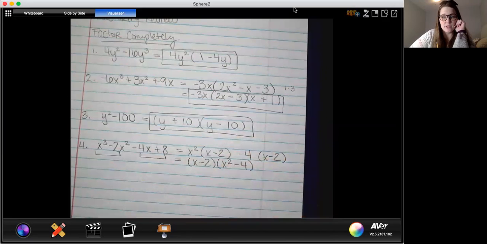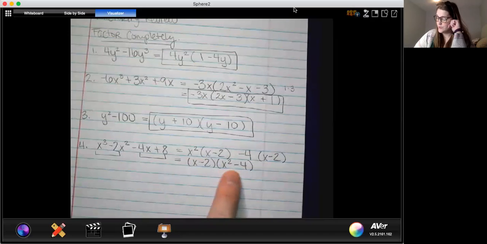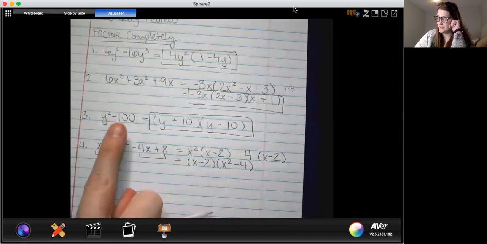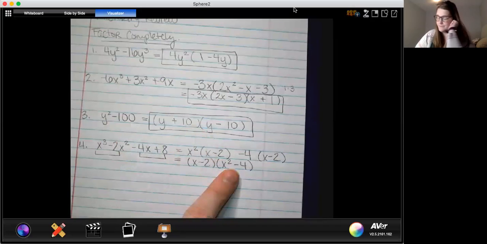Okay, so that's factor by grouping. As always, you want to double check and see, is there anything else I can do to keep going? Well, you can, because here you should notice we have a difference of squares. And that is the same pattern we just did on number 3.